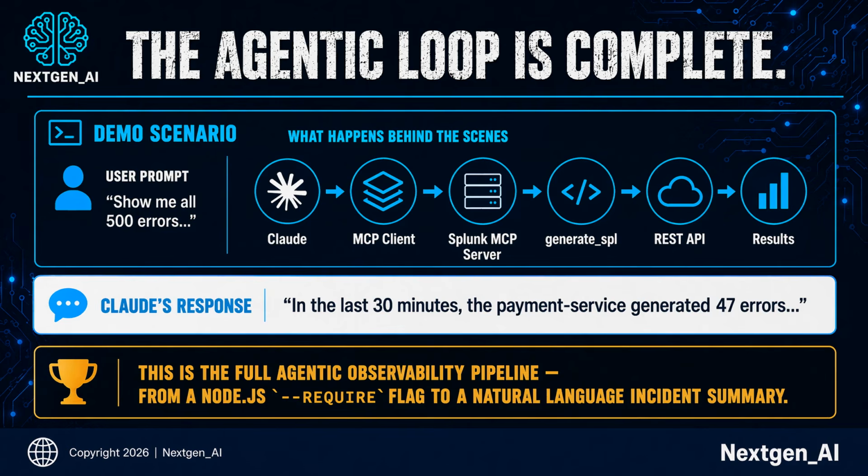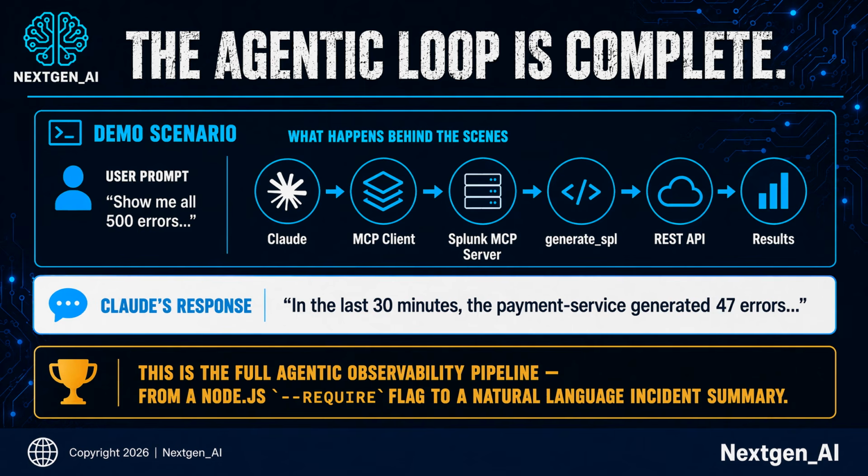With the full architecture connected, let us walk through a realistic agentic observability scenario from start to finish. Imagine your monitoring dashboard shows a spike in HTTP 500 errors on the checkout service. Instead of manually writing SPL queries, you open Claude and type, "The checkout service is showing elevated error rates. Investigate the root cause using our Splunk telemetry from the last 30 minutes."